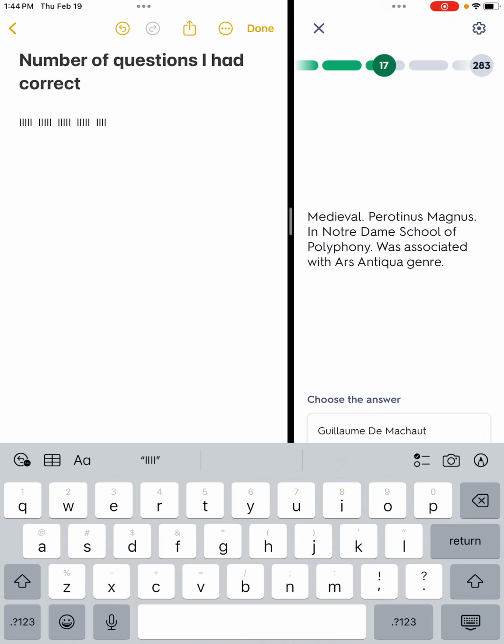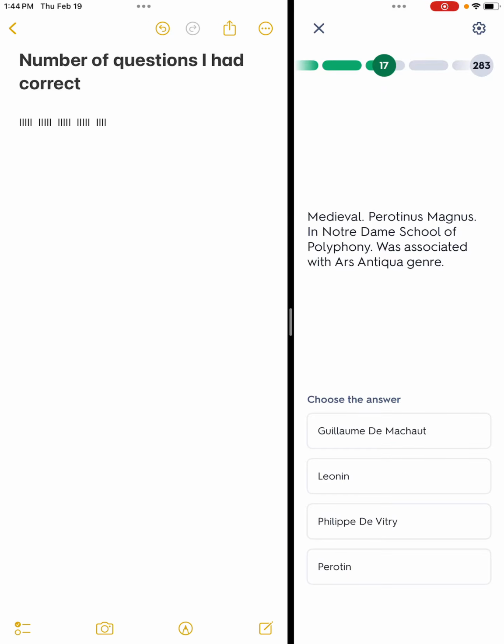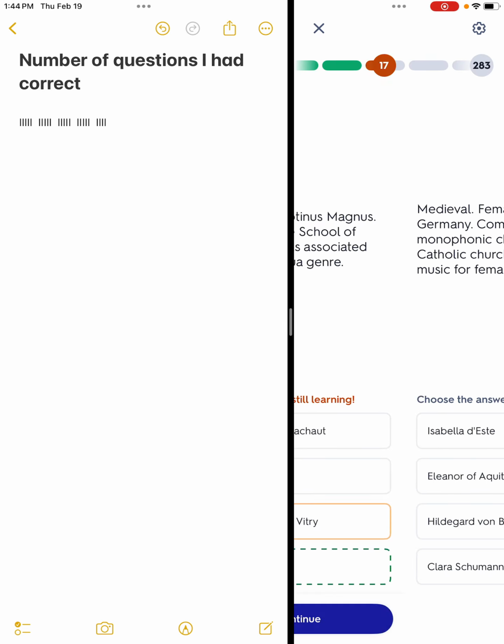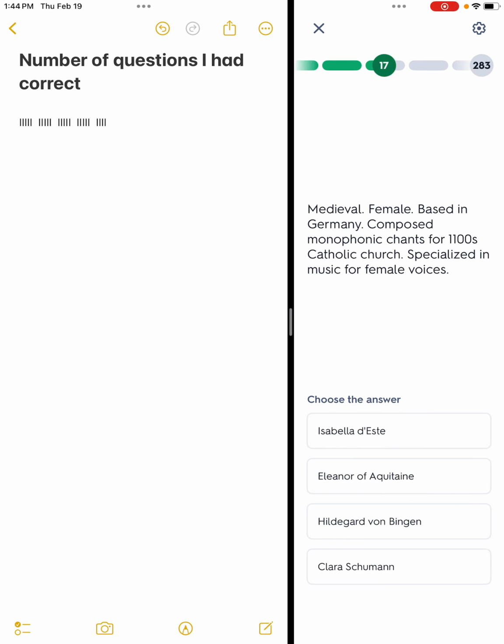Medieval. Notre Dame School of Polyphony was associated with the Ars Antiqua genre. Puritan. Okay. Medieval female composer based in Germany. I think I know you. I'm going to say Hildegard von Bingen.